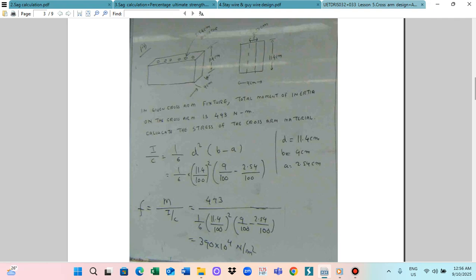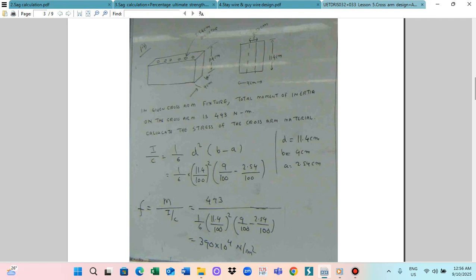So this becomes D and this is B. So this cross arm, like this, is B and D. You can calculate the moment of inertia of this cross arm. I is equal to the moment of inertia, which is equal to B D cubed by 12.